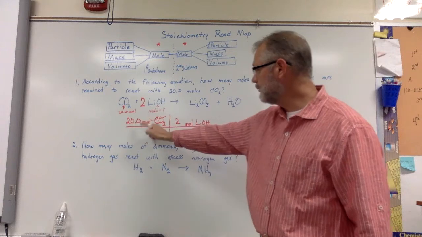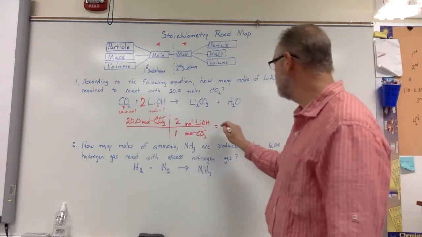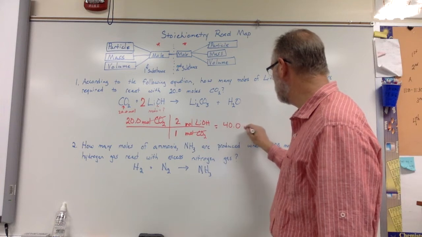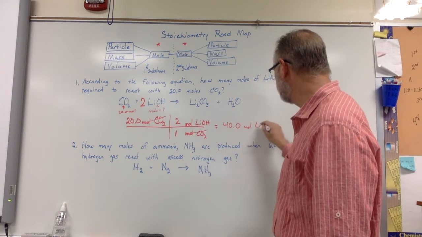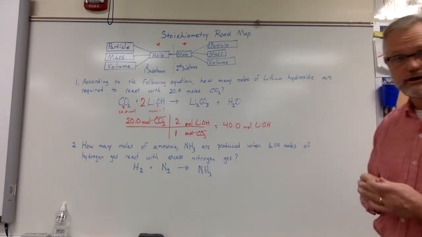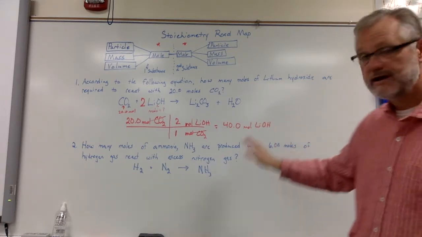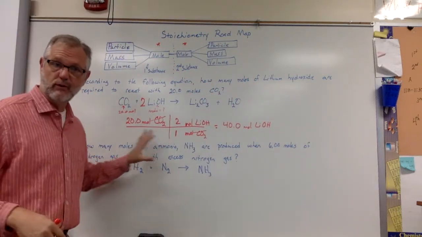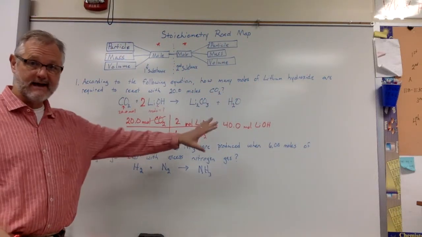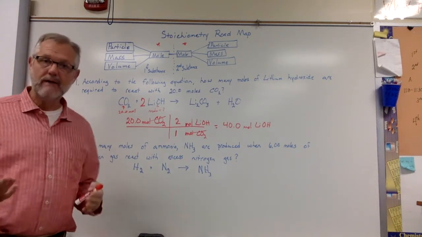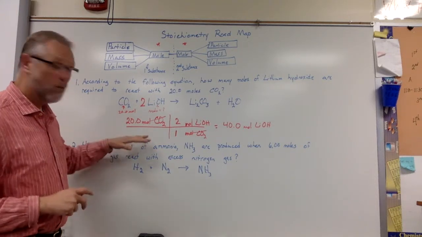I have 20.0 multiplied by 2, so I'm going to get 40.0 moles of lithium hydroxide. And that's exactly what you do. Now I'm choosing numbers that are not really small and don't have a lot of decimals in them, just so that we can look at the setup. So everybody kind of got that. Let me go back through and just review what I did.